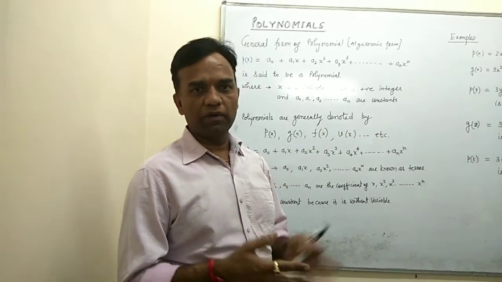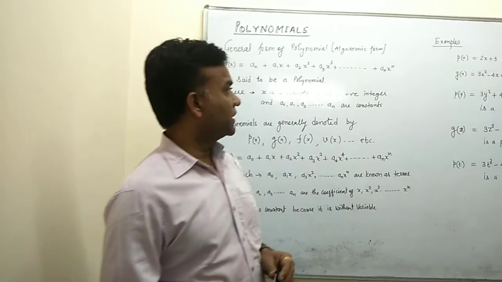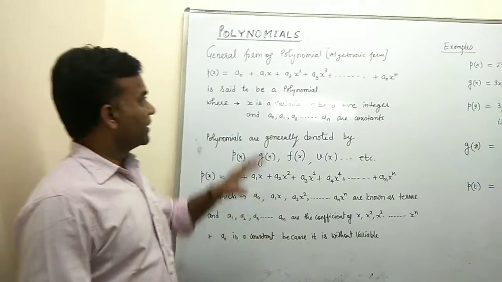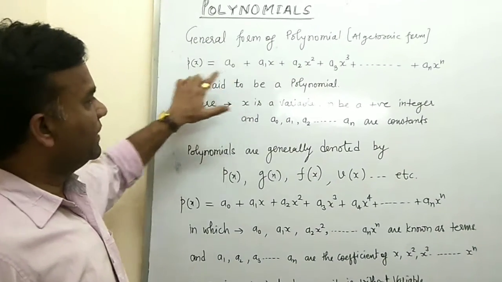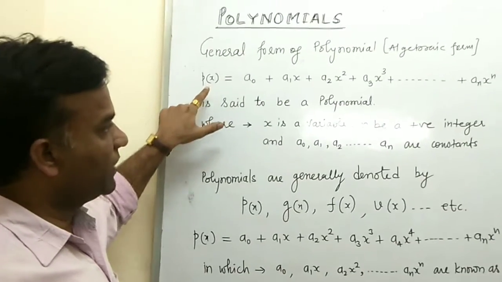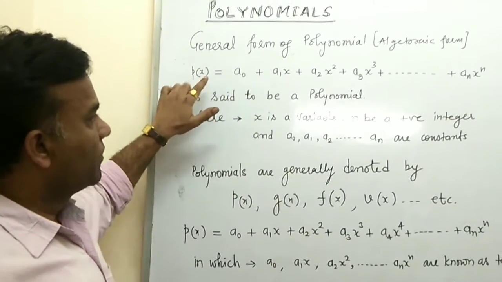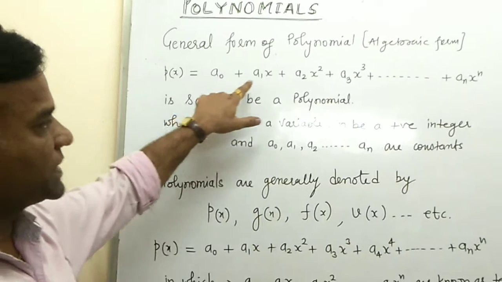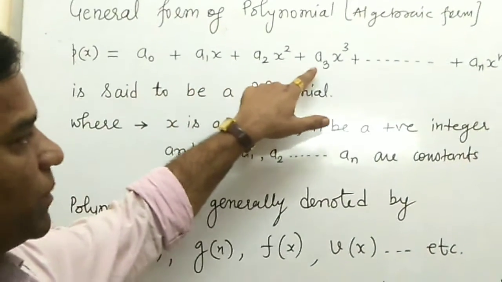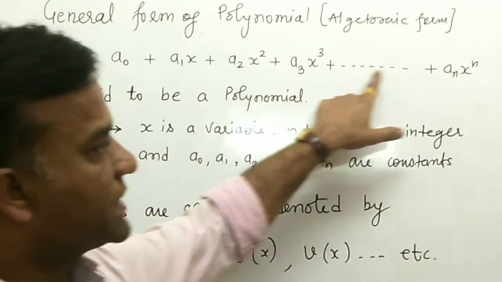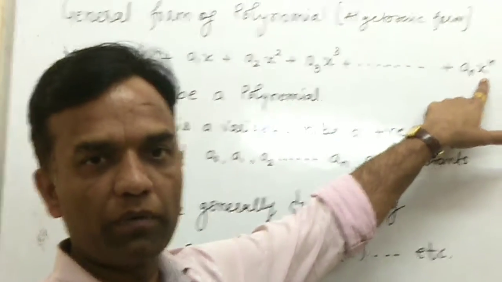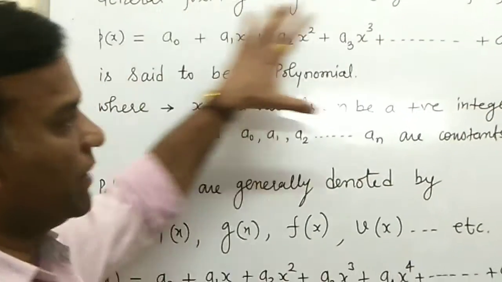We write the terms in the form of a series like this. This form is the algebraic form, and it is generalized as p of x. Here we denote the polynomial by p of x. p of x equals a0 plus a1x plus a2x square plus a3x cube plus up to anx to the power n. Okay, this is the general form of a polynomial.